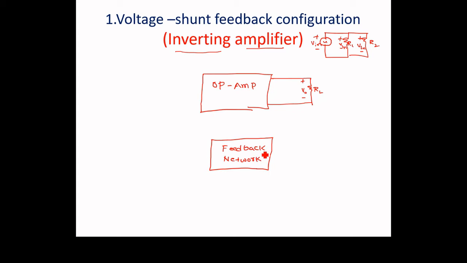So for a voltage sample, we have to take it in parallel with respect to the output, right? From this terminal and from this terminal, we have connected in parallel. So a part of the output voltage we are giving as feedback, and the same voltage will appear here.